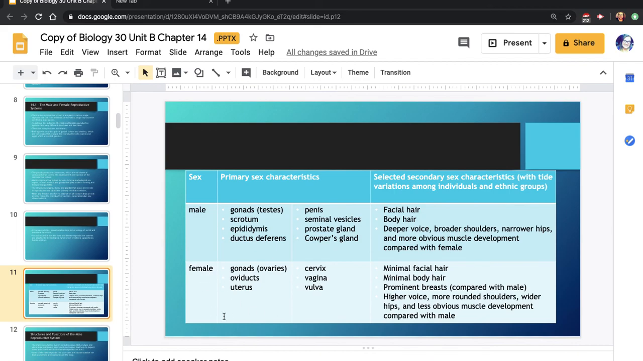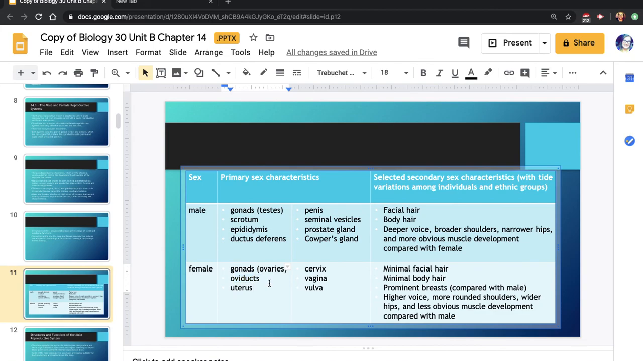The female primary sex characteristics are all the things directly related to creating that baby or bringing out that egg: the gonads or the ovaries, and the oviducts. Oviducts is also a British word. The American word for oviducts is fallopian tubes. I don't know why they have different words, so you might see fallopian tubes elsewhere. Then the uterus, the cervix, the vagina, and the vulva. Those are all the primary sex characteristics.